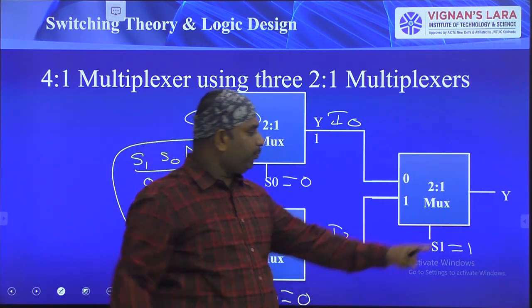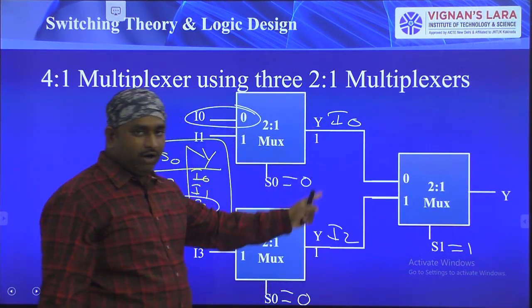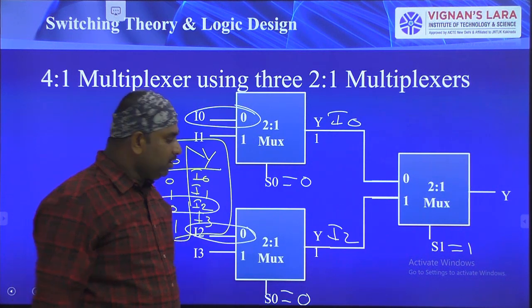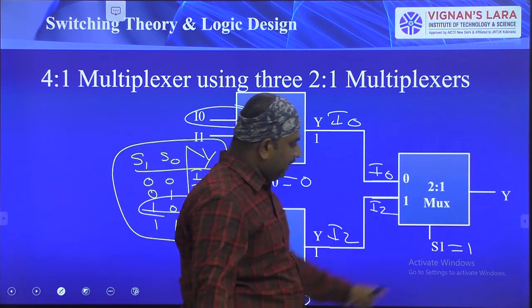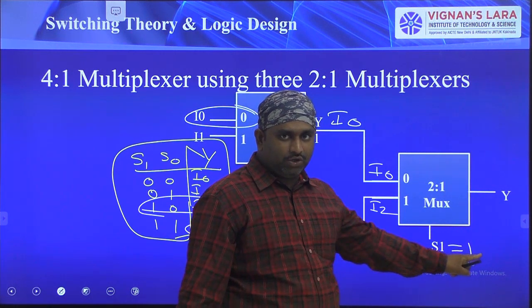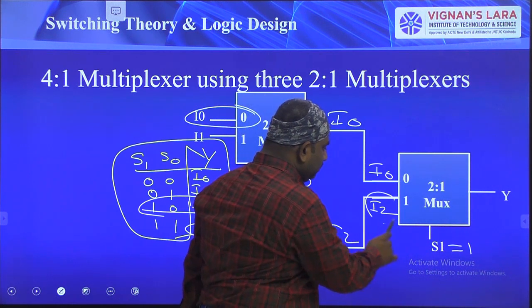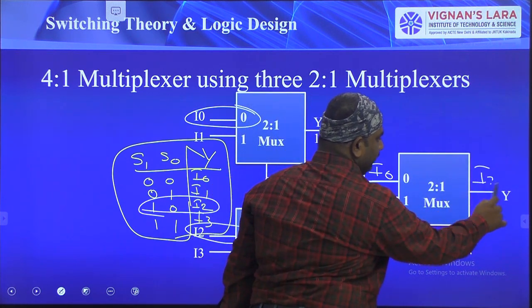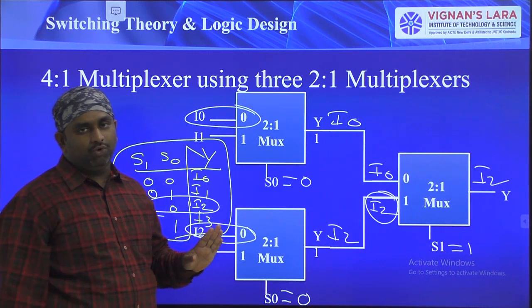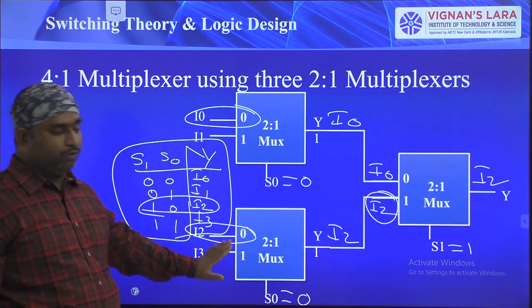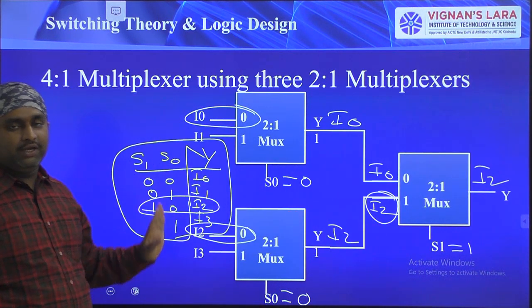I said that the final output we have to check. Final output Y is equal to I2. Here I0 and I2 are selected by the selection lines, so here it is I0, now it is I2. Here S1 is equal to 1, so it will select this line, and this value goes to the output. This is I2. It is a very simple thing. Here Y, you are selecting any one of the inputs based on the selection lines. The selection lines are very, very important in this procedure.